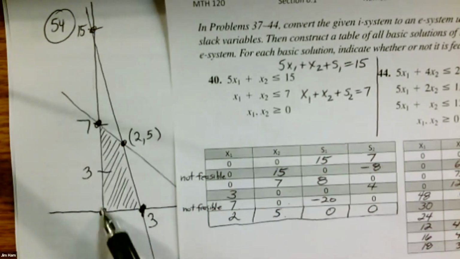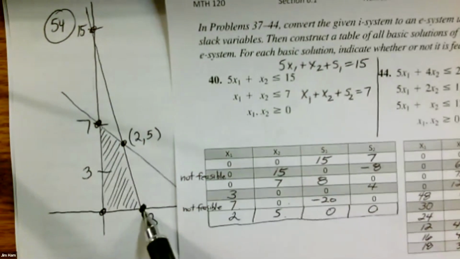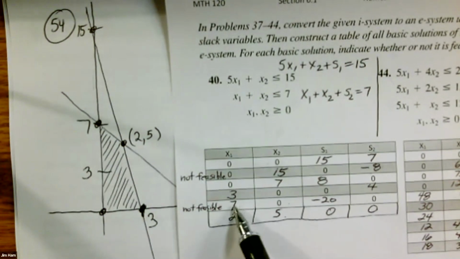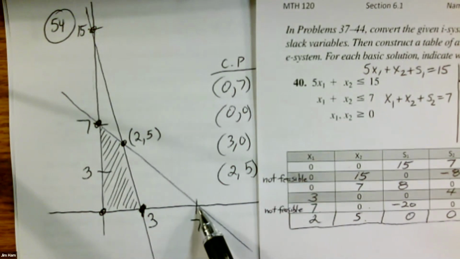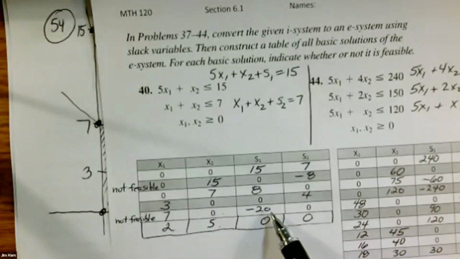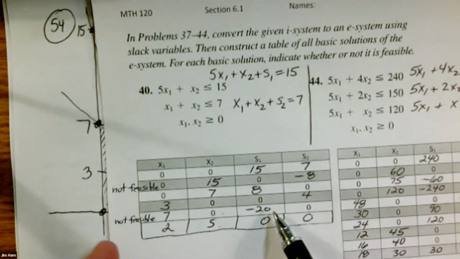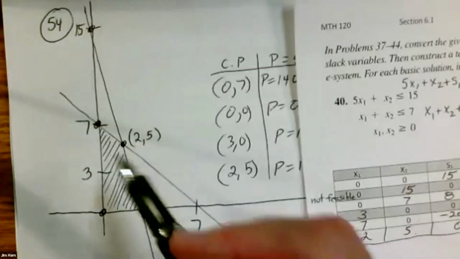0, 7 is right there. 3, 0 is right there. 7, 0 is way over here. It's not part of our feasible region. And since it's not part of our feasible region, it's not one of the points that we check. You can see that in here because we get a negative 20 for one of our variables. So we know that that solution is not possible. And the last one, 2, 5, is right here.